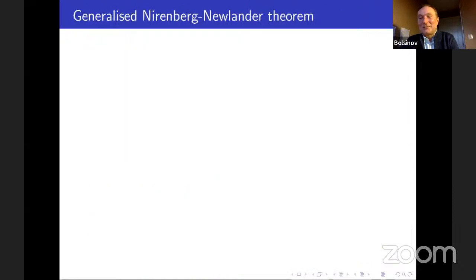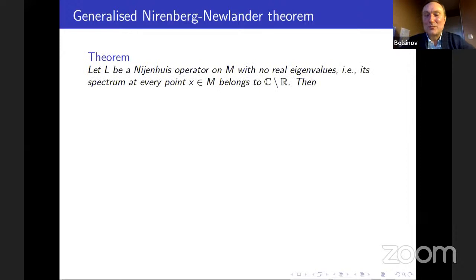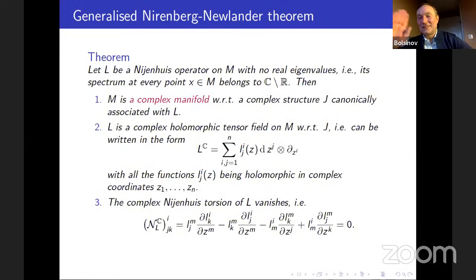So I will continue with the Newlander-Nirenberg theorem. Assume that we have a Nijenhuis operator with no real eigenvalues. All eigenvalues, so this is a real operator, but with no real eigenvalues. All eigenvalues are complex. Then our manifold is a complex manifold. So there is a very nice complex structure canonically associated with this operator. Moreover, with respect to this complex structure, this operator becomes complex and holomorphic in a very natural sense. And the complex Nijenhuis torsion for this operator vanishes.